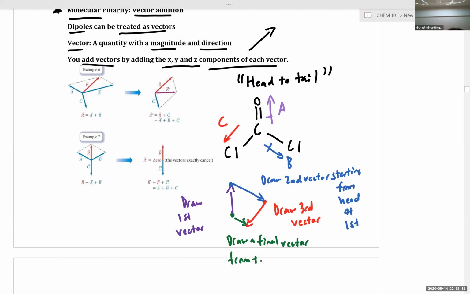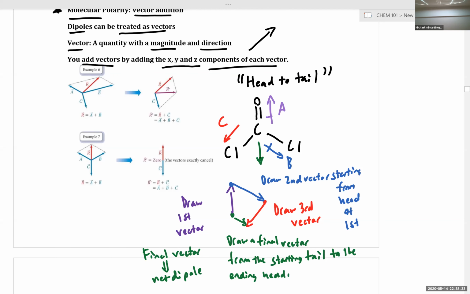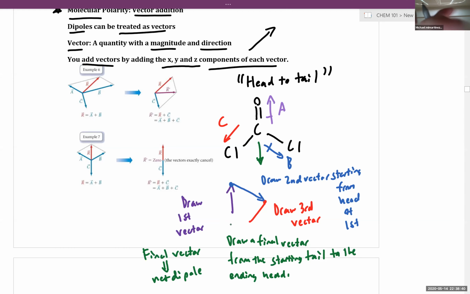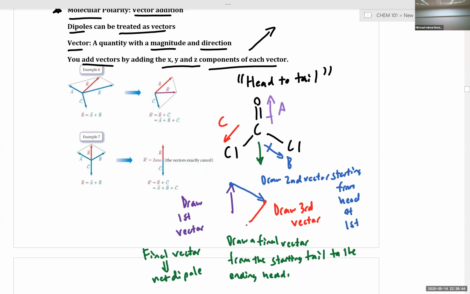From the starting tail to the ending head. The final vector is your net dipole. So this molecule, our net dipole, is pointing roughly down. Let me make the red arrow the correct magnitude. So we draw our dipole from the tail of our first to the head of our second. So this green arrow represents our net dipole after addition.